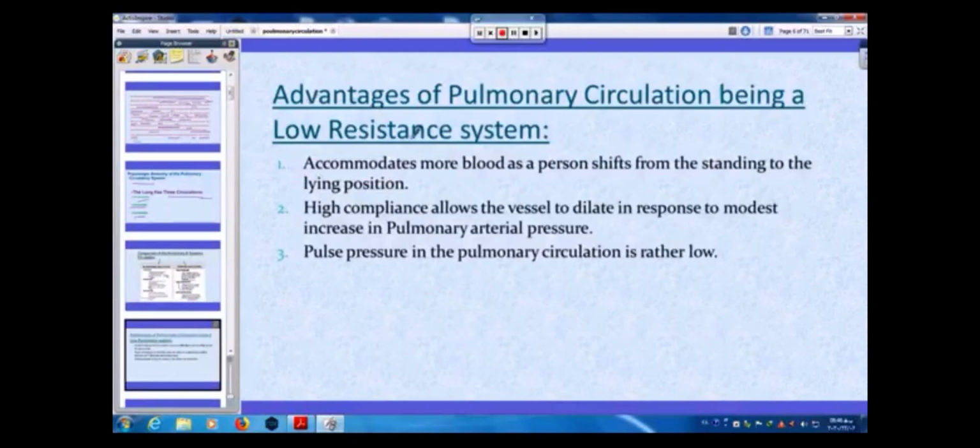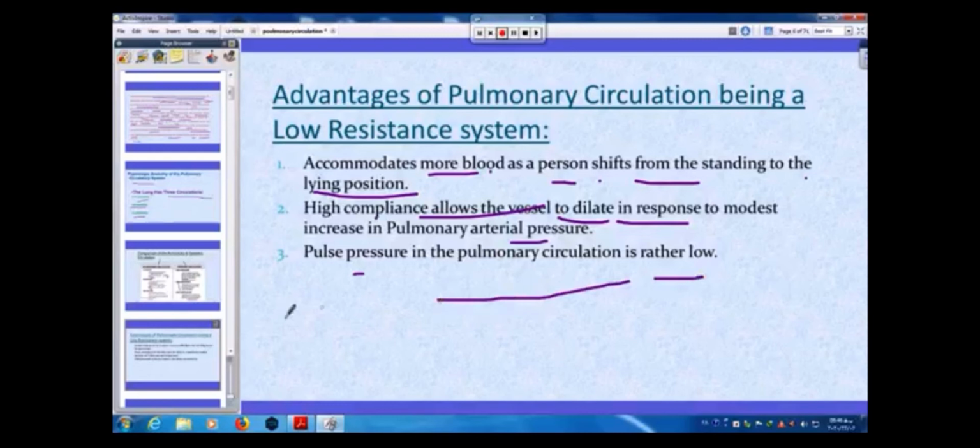Advantages of the pulmonary circulation being a low resistance system. This is very important. It accommodates more blood as a person shifts from the standing to the lying position. High compliance allows the vessels to dilate in response to modest increases in the pulmonary arterial pressure. The pulse pressure in the pulmonary circulation is rather low. That is another feature.